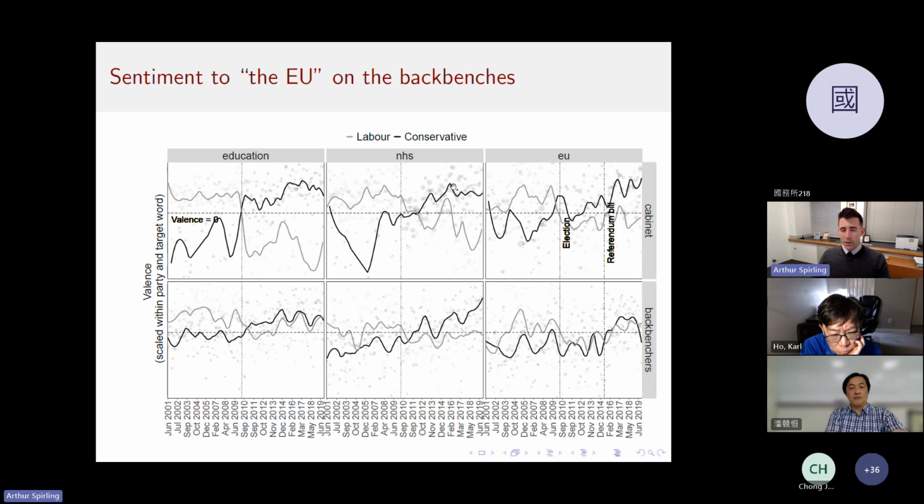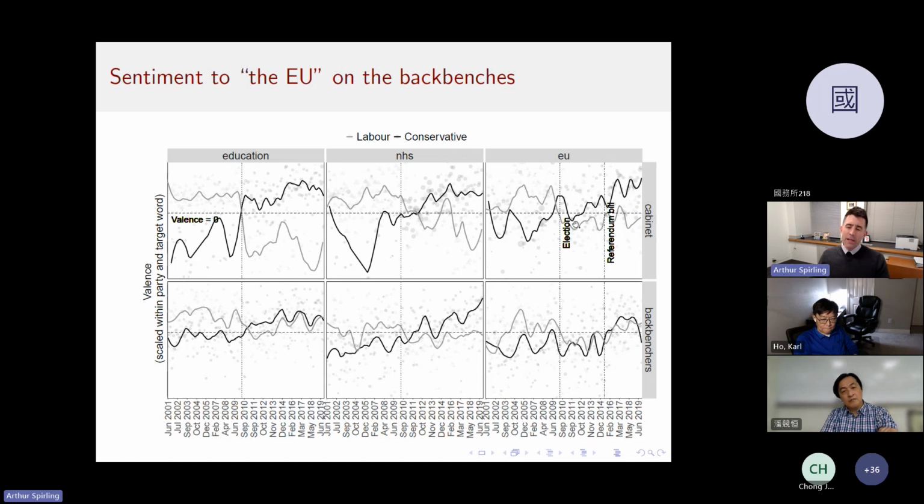We see the same pattern with the National Health Service in the UK. Down here, we've got the backbenchers. Backbenchers are a bit more enthusiastic about education. The sentiment goes up when they control it. It really goes up. They start talking about the NHS, very happy about it. But let's take a look at the European Union, and it's just a mess. It's really a weird topic.